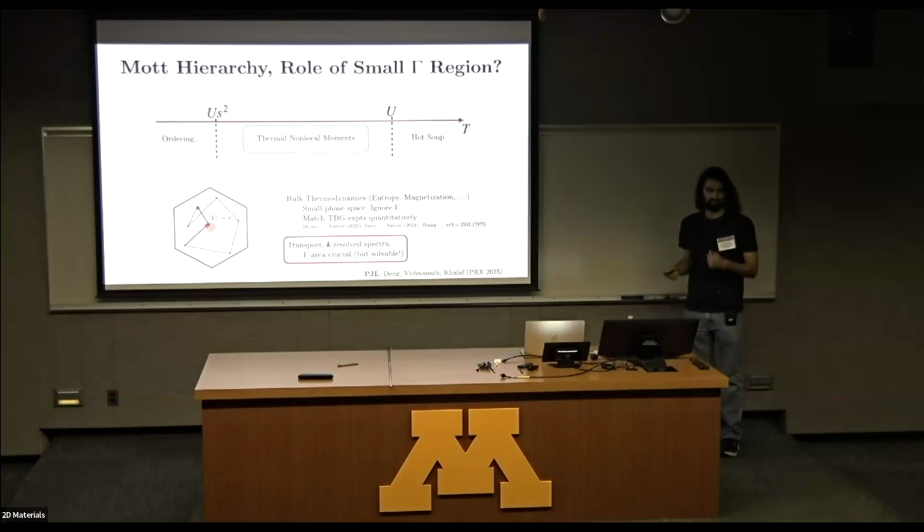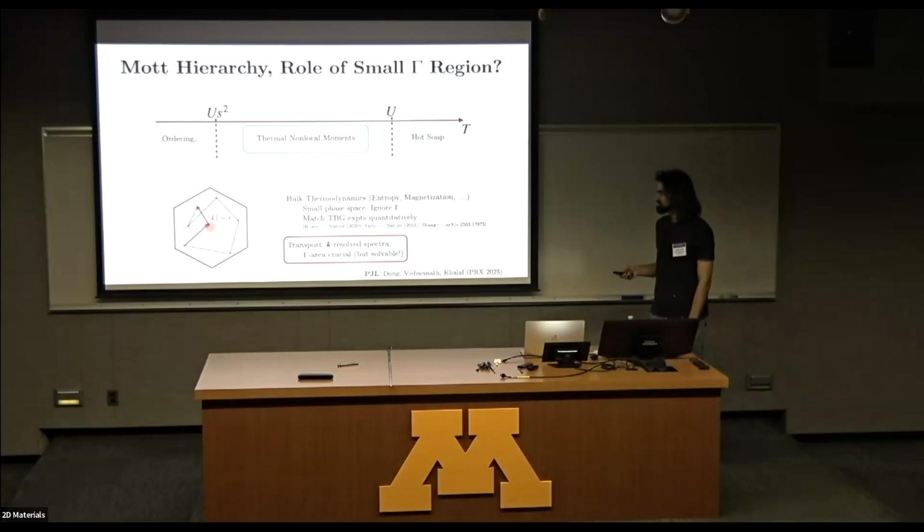quantities where the small k-space region really enters, because for these quantities you can see both topology and local Hubbard interactions intertwine. Specifically, I want to focus on momentum-resolved spectra, where we really can directly probe this region.